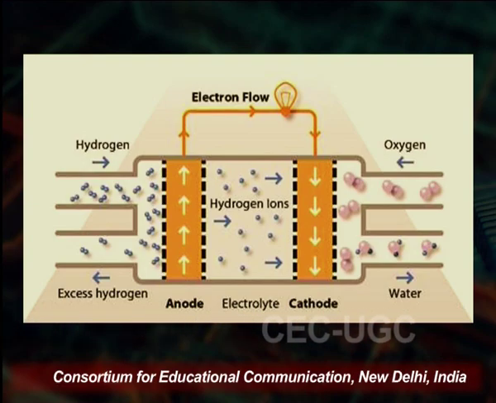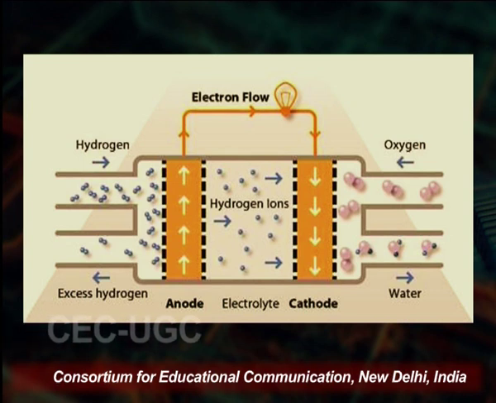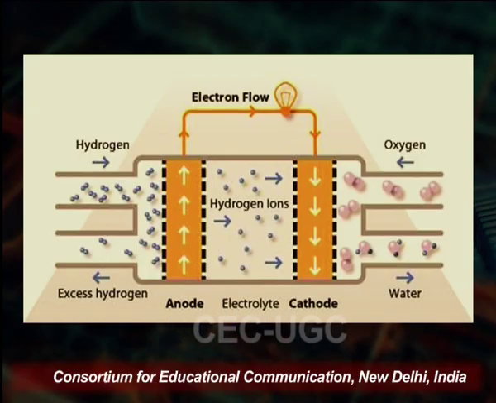Here you see that hydrogen is supplied to the system at one side, the anode, and hydrogen ions are created between the cathode and anode, that is the electrolyte. Then oxygen is supplied on the right-hand side, and excess hydrogen and water are ejected from this, and electricity is generated.